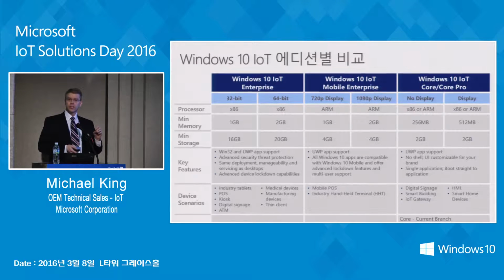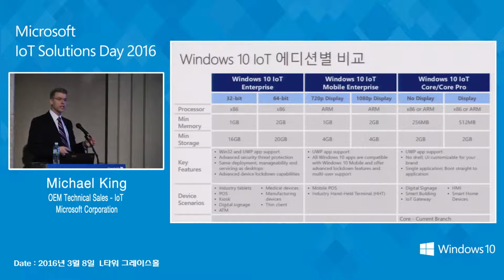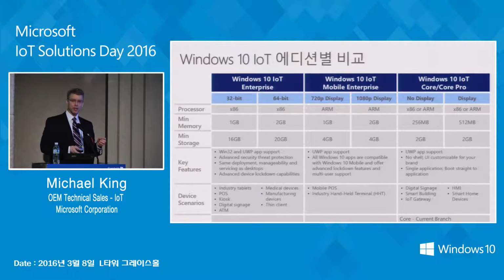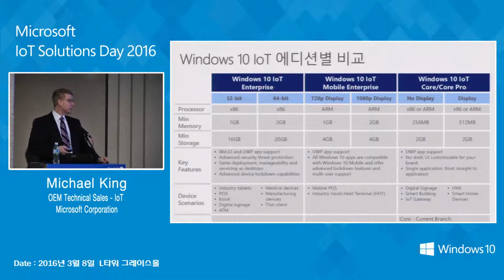The key differentiating factor here with Core Edition is that there is no shell. So when you boot to Core, you aren't greeted with that familiar Windows desktop experience. What you do instead is you write a universal Windows application that provides the functionality of that shell, basically. It is what provides the device experience. And the Core Edition boots straight into that application.